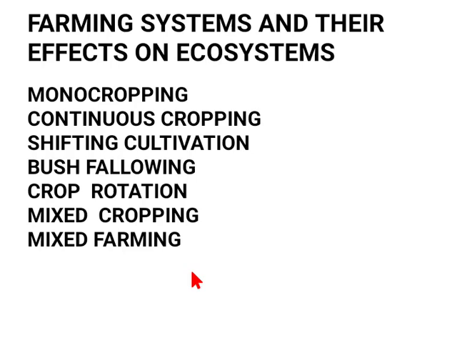So then, farming systems and their effect. We now want to see farming systems and the effect of some farming systems on the ecosystem. We have types of farming: monocropping, continuous cropping, shifting cultivation, the bush fallowing system, crop rotation, mixed cropping, and mixed farming. Let's see the effect of each of them.